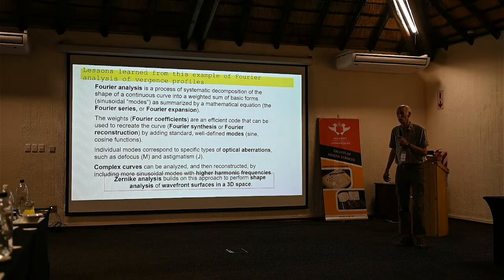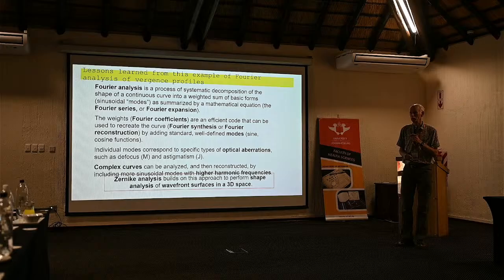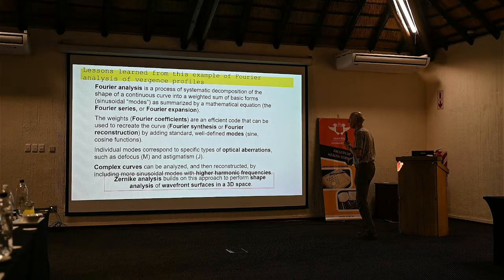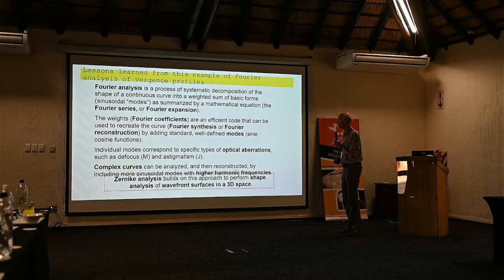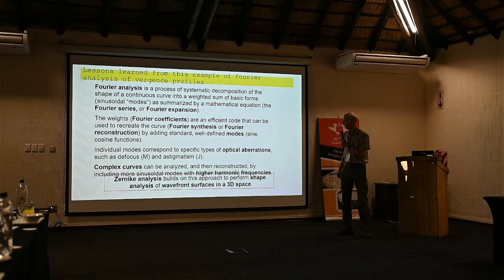Zernike analysis is going to be similar, but we're not going to talk about the shape of a curve, but the shape of a surface, because the wavefront error function is a surface in 2 dimensions. It's a 2-dimensional surface. These weights are an efficient code that can be used to recreate the curve. That's good. You can just tell somebody those 3 numbers, and they can reproduce the whole curve for you with that power profile. It's a nice way to report the data. And nicely, individual modes correspond to specific types of optical aberrations, such as defocus and astigmatism.